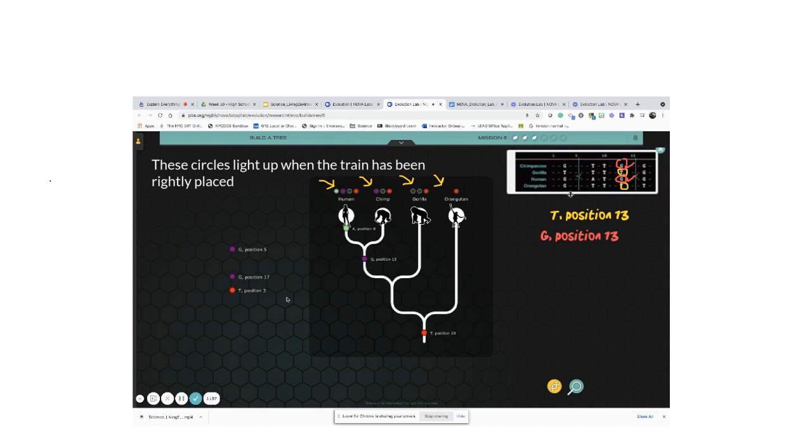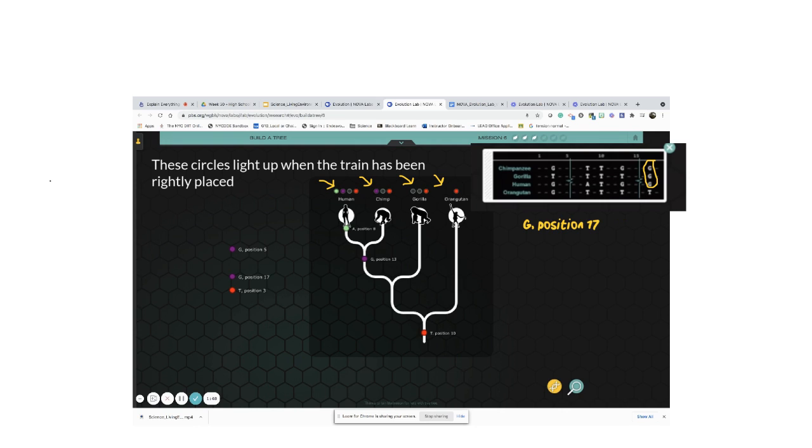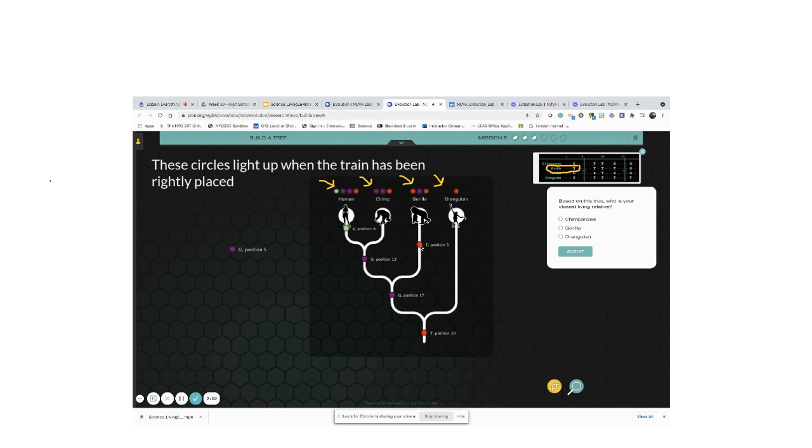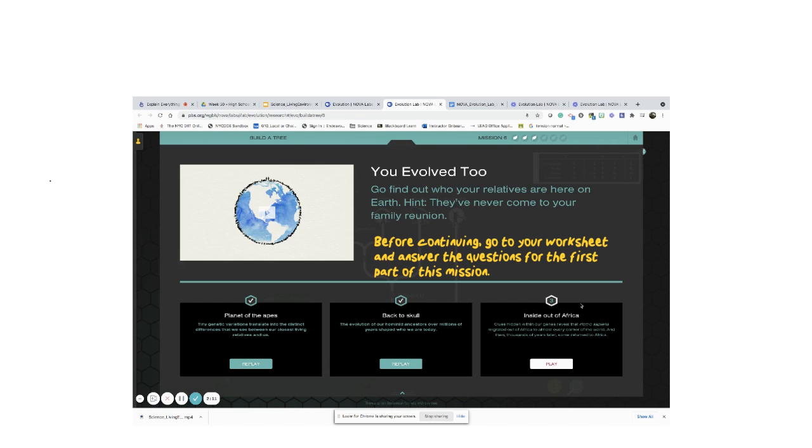Chimpanzee, gorilla, and human have a G in position 17. Perfect. And we're missing 1 line right here. So gorilla actually has a T, and is the only one that has a T in position 3. And now our cladogram should be fine. Based on this tree, who's your closest living relative? Did you know chimp is your closest living relative? Now you know.